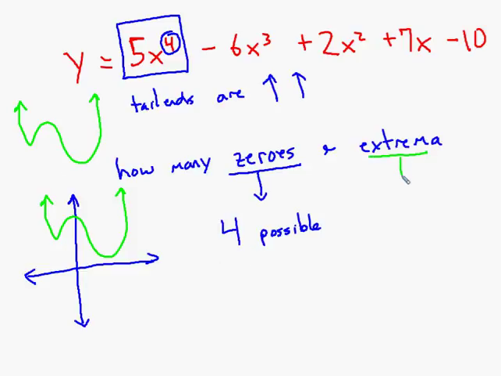Extrema, 3 possible. There's 3 possible extrema. It doesn't mean that I have 3, but up to 3 are possible. Well, how did I get that? I just looked at this. 4 possible zeros. 1 less than that, possible extrema. So it is going to be a lot to remember. What if I had this?